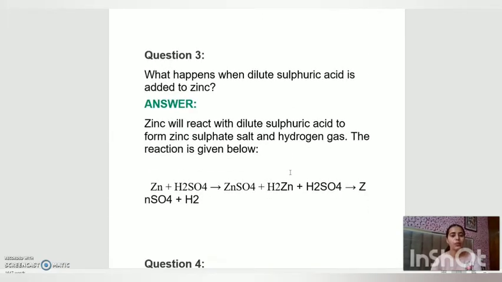Question number 3. What does question 3 say, students? What happens when dilute sulfuric acid is added to zinc? Now what happens when dilute sulfuric acid is added to zinc? Zinc will react with dilute sulfuric acid. Obviously, zinc will react with dilute sulfuric acid to form zinc sulfate salt and hydrogen gas, right? So the reaction is given below, right? When zinc is added to dilute sulfuric acid, it gives us zinc sulfate salt plus hydrogen gas, right?